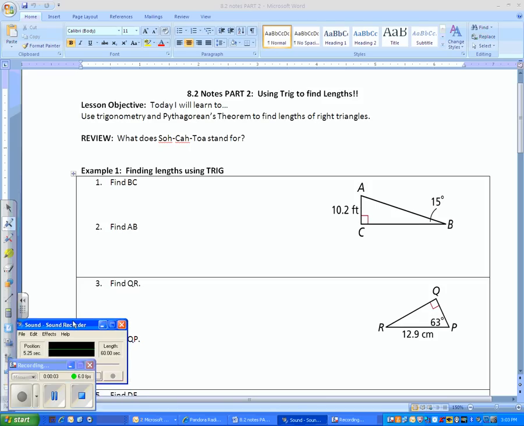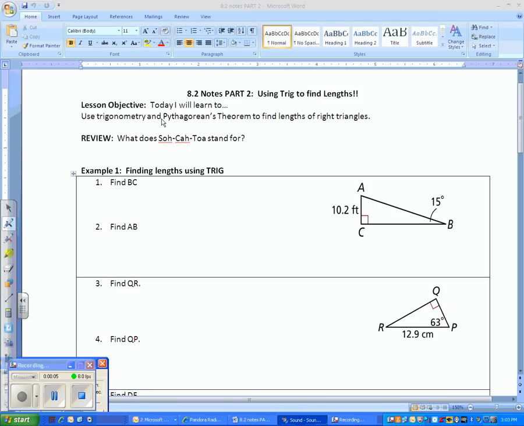8.2, part 2, we are using trigonometry and Pythagorean theorem to find lengths of right triangles. We can't always use Pythagorean theorem, so we're going to use the trig facts that we've learned previously to help us find segment lengths of right triangles.